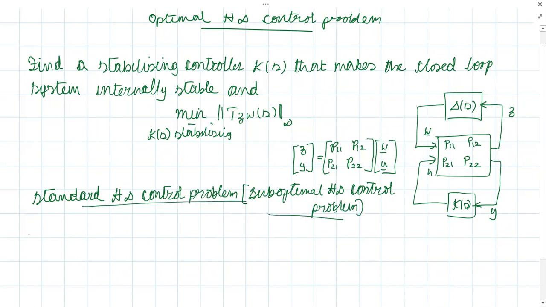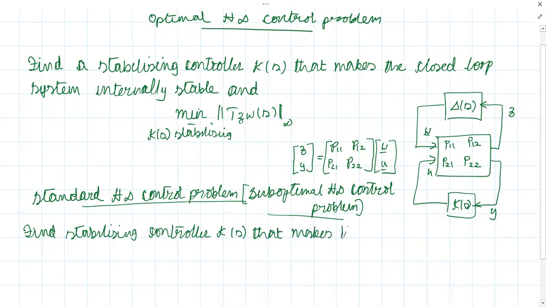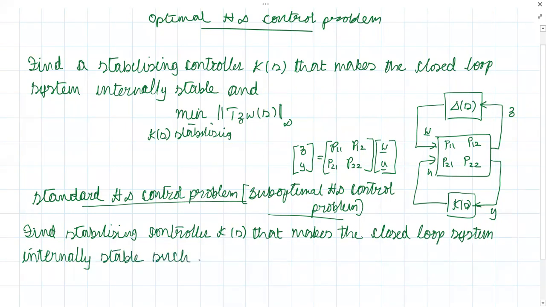What is that? Find a stabilizing controller K of S that makes the closed loop system internally stable such that the infinity norm of T Z W is less than gamma, where gamma is a positive quantity.